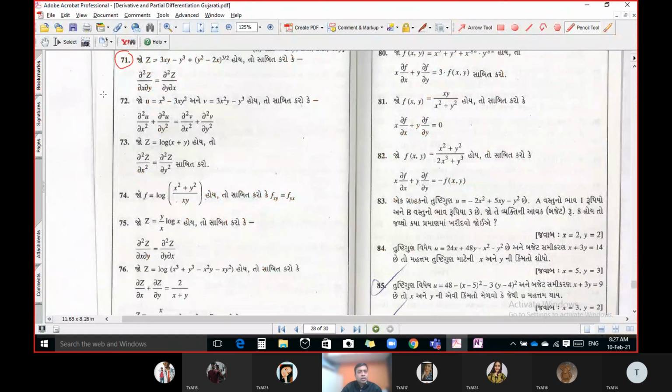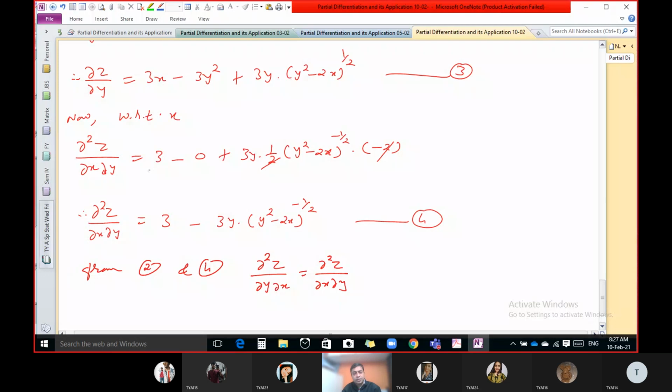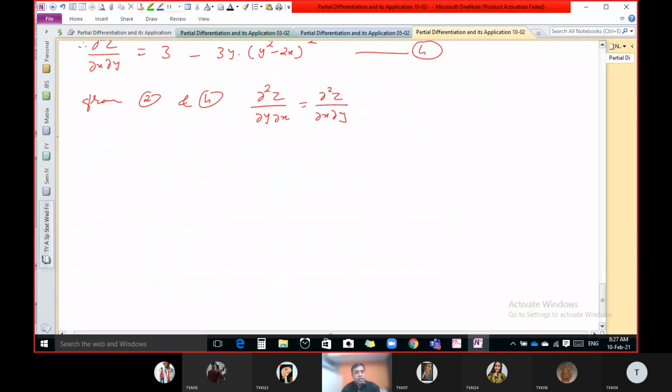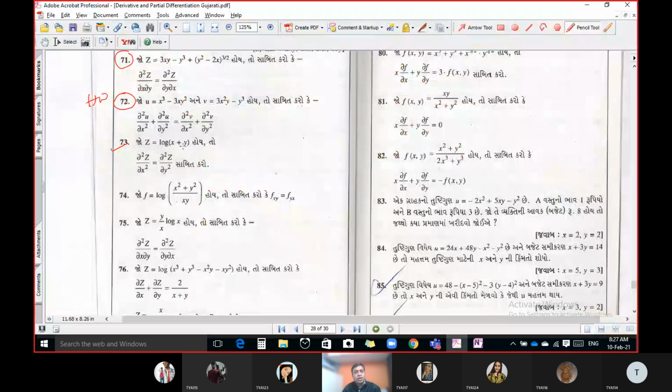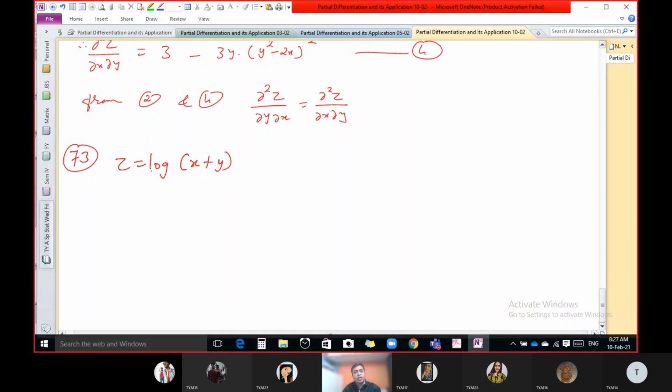Okay, now consider this is your homework. Let us do this question number 73. z equal to log of x plus y, and we have to prove for this particular function a certain thing. It is not always true, but maybe for this function it is true. Let us verify: delta square z upon delta x square equal to delta square z upon delta y square.